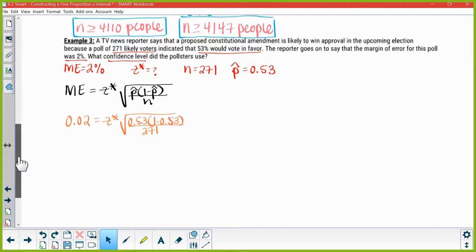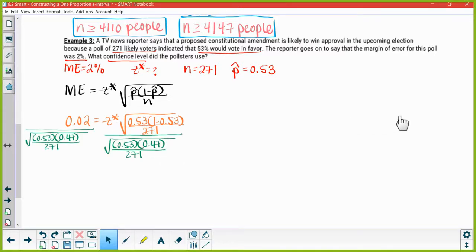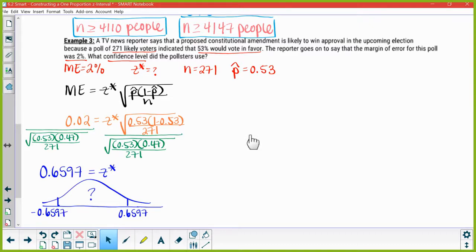So the first thing we're going to do, and really the easiest thing to do, is z star is being multiplied by this entire square root. This square root is just a number. There's no variables in it. There's nothing you have to solve for. So on both sides of the equation, I divide by the square root of all of those numbers. And that gives me z star is approximately 0.6597.